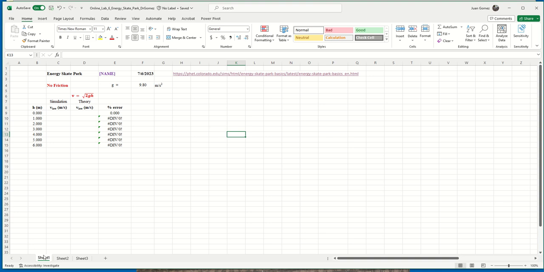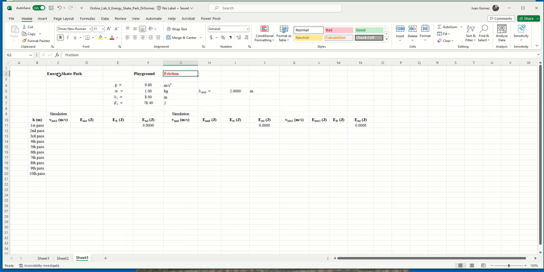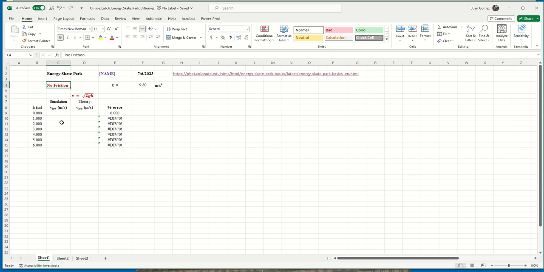And notice there are 3 sheets. Sheets 1 and 2 are the Energy Skate Park. And notice on sheets 1 and 2, it says no friction and no friction. And then sheet 3 is Energy Skate Park with friction. Okay, and I'll probably break this video up into 2 or 3 parts. Well, let's look at what's going on with sheet 1. Let me open up the simulation and explain what's going on.